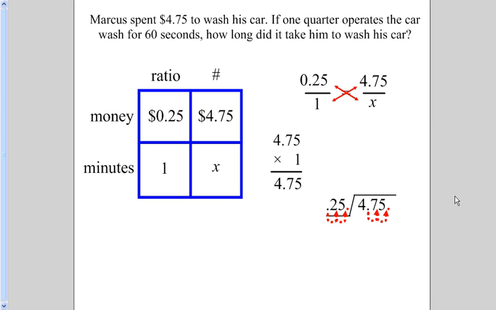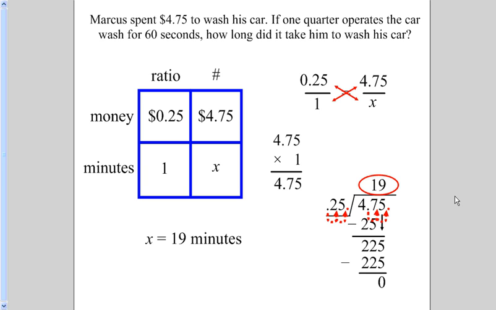25 goes into 47 one time. 1 times 25 is 25. We do our subtraction. We have 22. And we can bring down the 5 next to it. 25 goes into 225 9 times. 9 times 25 is 225. And we can subtract that. We have 0. So the answer to our problem using cross multiplication is 19 minutes.